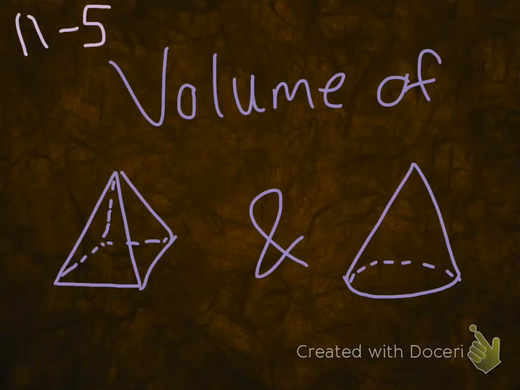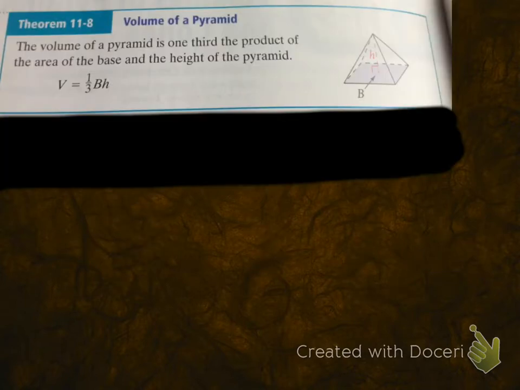Alright, today we're talking about section 11-5, which is on the volume of pyramids and cones. Let's just get right to it here. It says the volume of a pyramid is 1/3 the product of the area of the base and the height of the pyramid. So this may remind you of when we were looking at the volume of a prism.